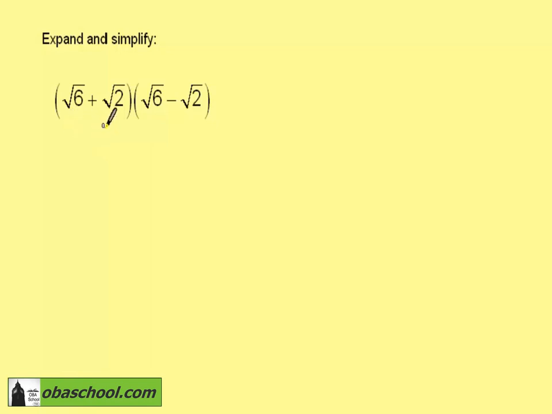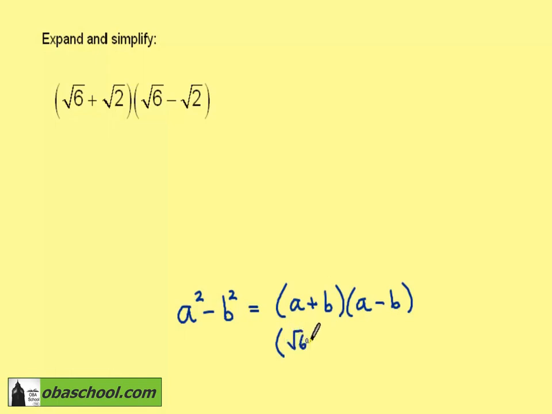We now want to expand and simplify root 6 plus root 2 times root 6 minus root 2. Of course, we could expand this as we did in the previous part of the example. But we also have the opportunity here to use a squared minus b squared, the difference of two squares, which we know is always a plus b times a minus b.